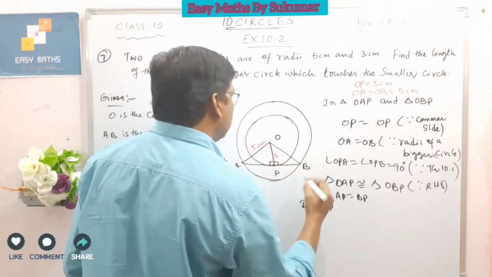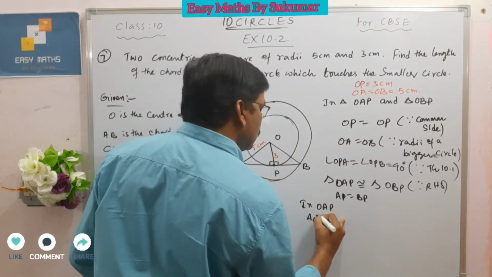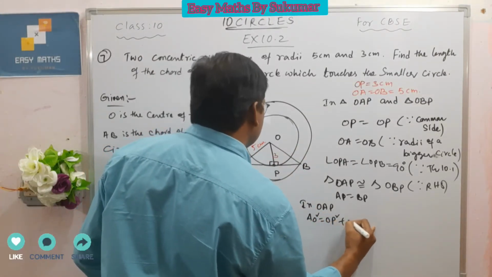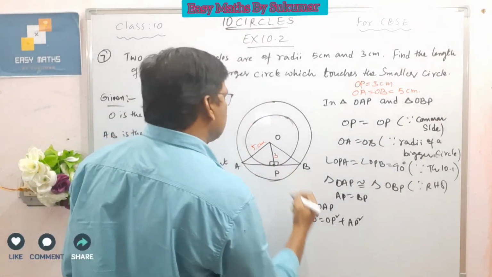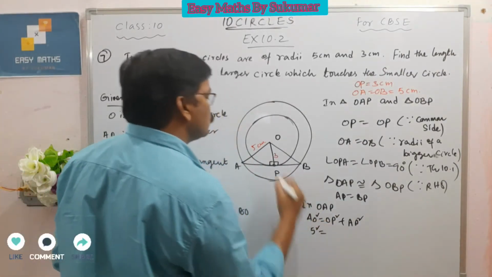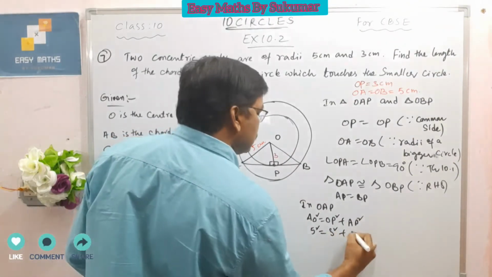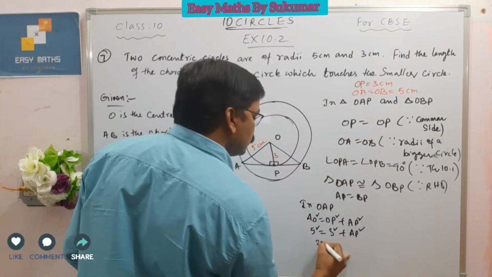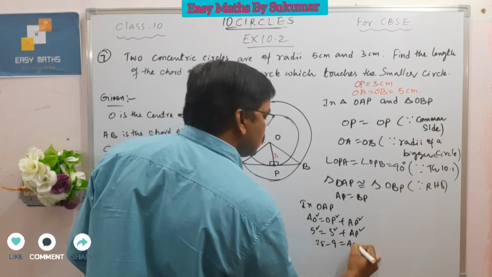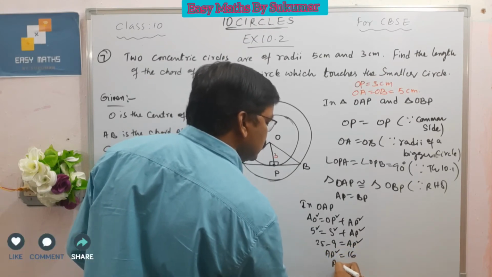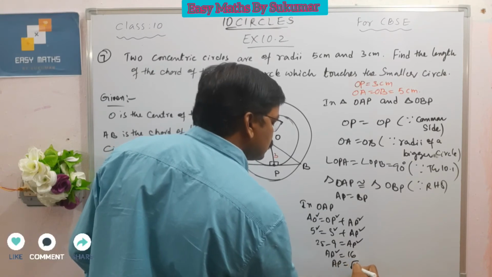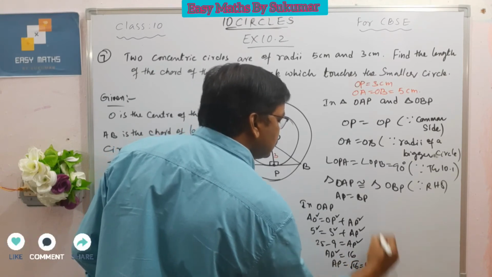That means AO square is equal to OP square plus AP square. That means AO square is what? 5 square is equal to OP square, which is 3 square, plus AP square. So 25 minus 9 is equal to AP square. So AP square is equal to 16. AP is equal to square root of 16, that is equal to 4 centimeters.